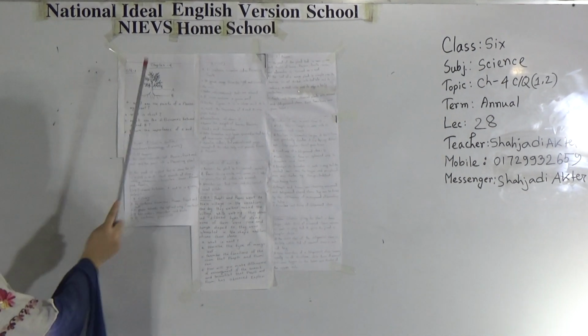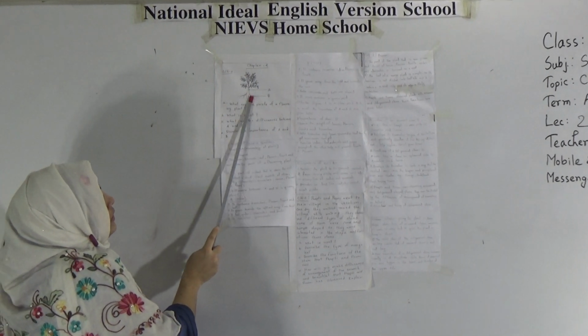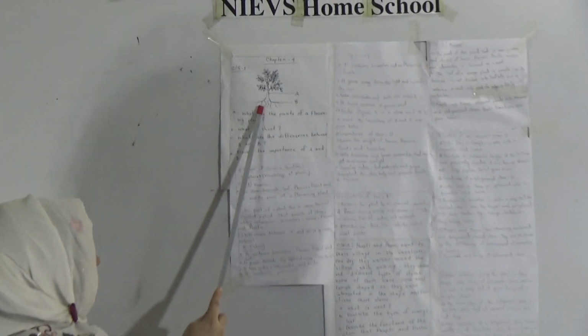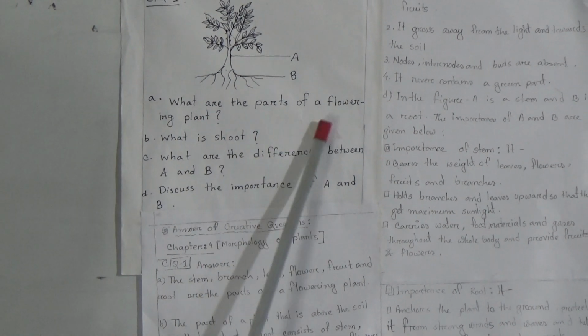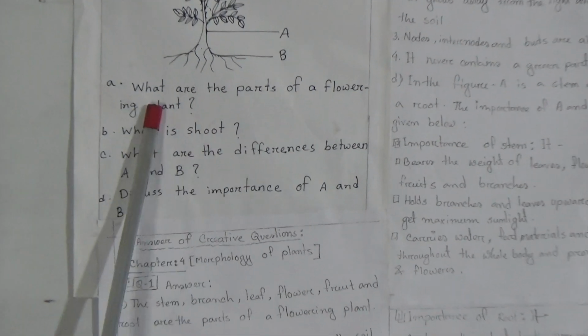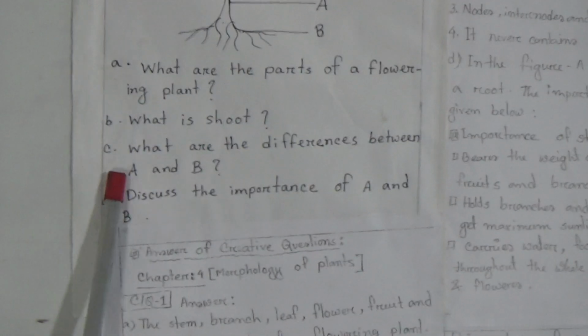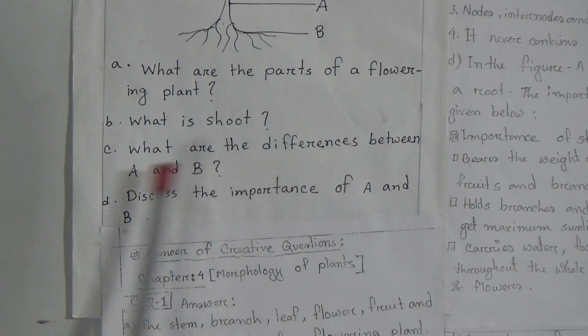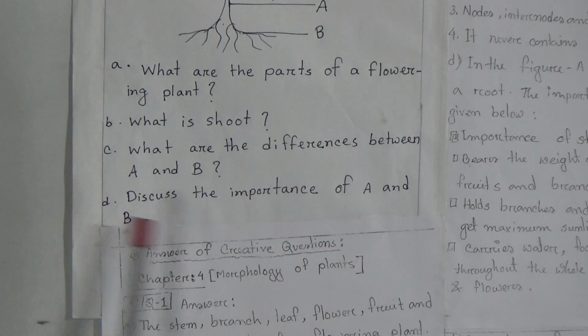Now we will discuss CQ1. See the picture carefully. There is a tree or plant, and this part is indicated by A and this part is indicated by B. Question number A: what are the parts of a flowering plant? Number B: what is shoot? Number C: what are the differences between A and B? Number D: discuss the importance of A and B.